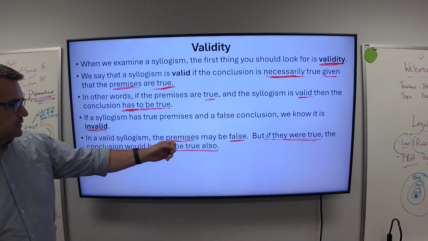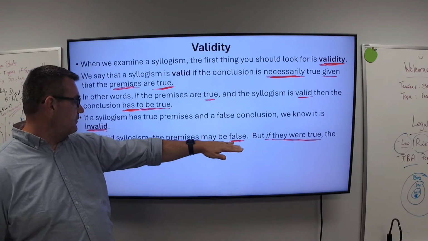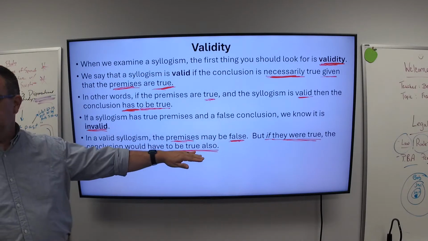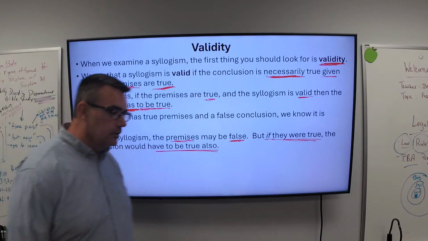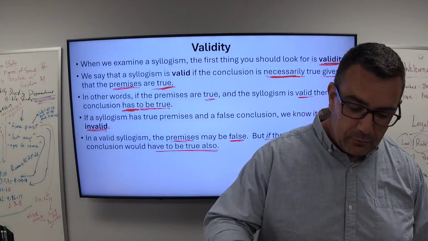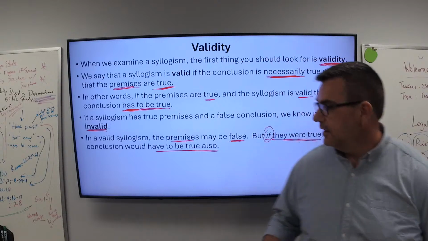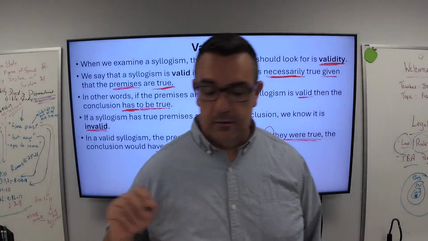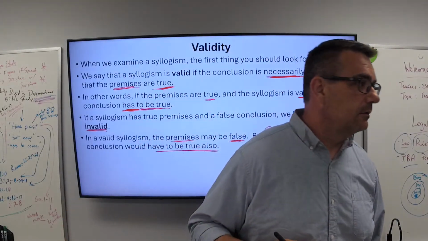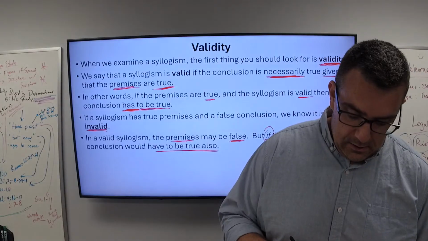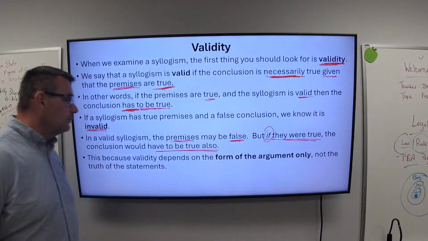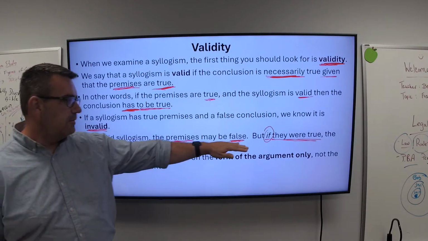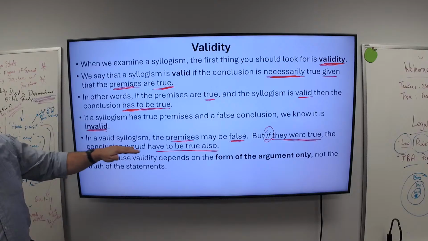So, in a valid syllogism, the premises may be false, but if they were true, the conclusion would have to be true. Okay? But again, we have a big, huge caveat here with the word "if." So we're almost done with the first slide. Why would that be the case? Let's back up: in a valid syllogism, the premises may be false, but if they were true, the conclusion would have to be true.